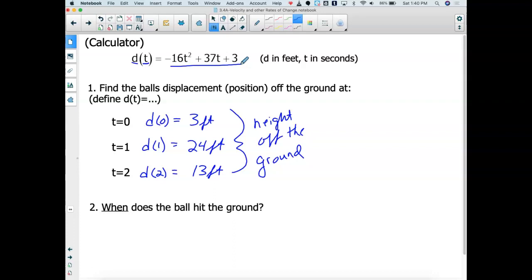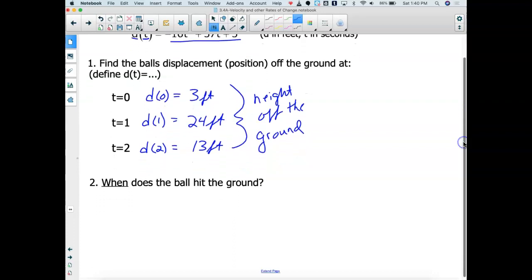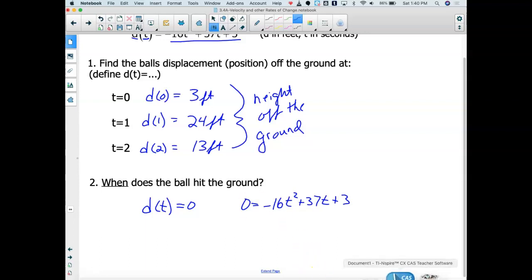When does the ball hit the ground? Well, if I need to know when the ball hits the ground, I need to know when my position function is equal to 0, right? So I need to take my -16t squared plus 37t plus 3 and say, when are you 0? Typically if they're really ugly, this won't factor. We can use our calculator in 2 different ways here.